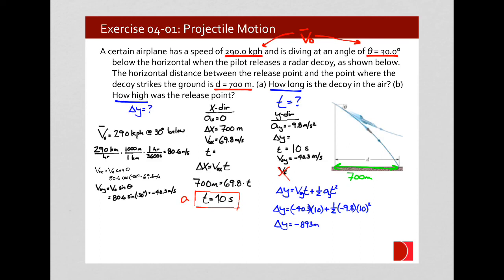That means that over the course of the motion, we're going downward by 893 meters. We end up at the ground, so how high we were released, our release point, our initial y value, we could say, would be a positive 893 meters. And that would be the solution to part B.